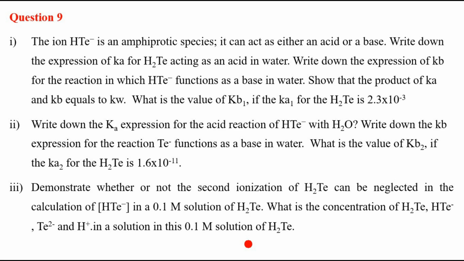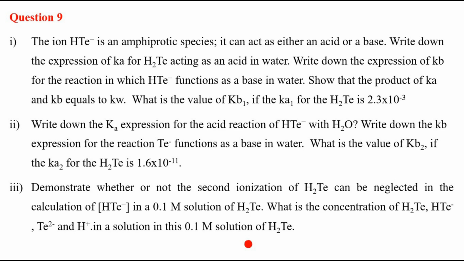So for this kind of question, what you need to know is that for each acid, it has a conjugate base, and then we can calculate the Ka from the acid and the Kb from the base. If you take Ka times Kb, you should get the Kw. Let's see, for example, this question number I, how to solve it.